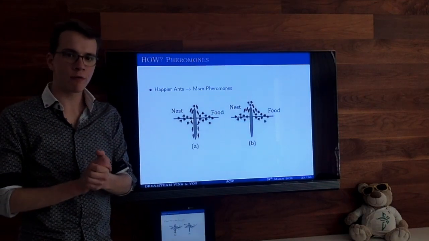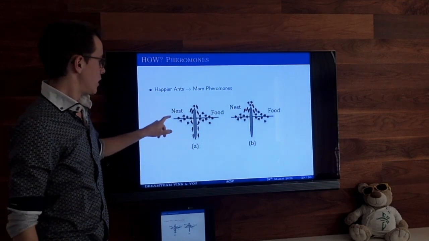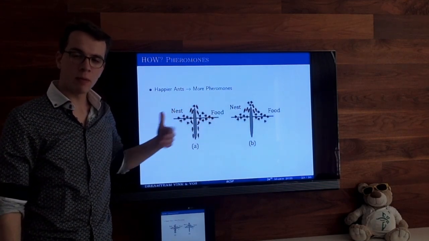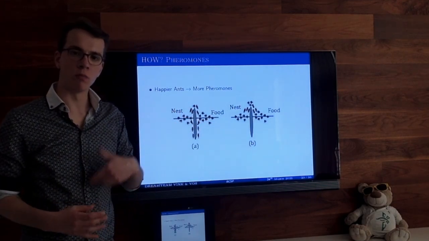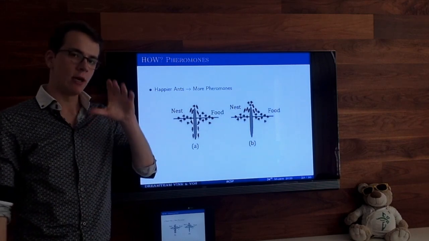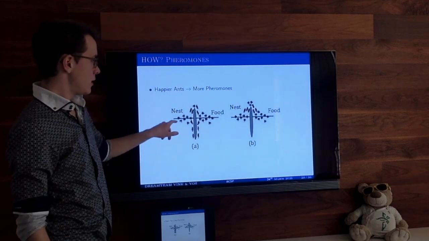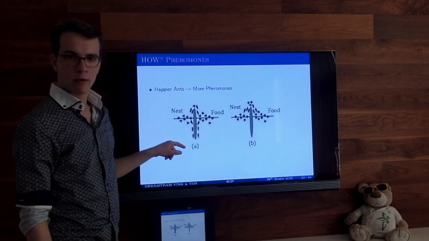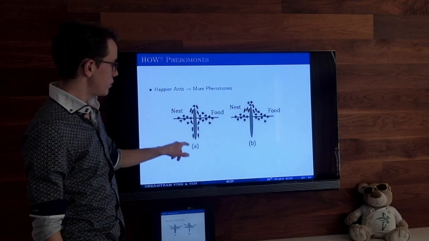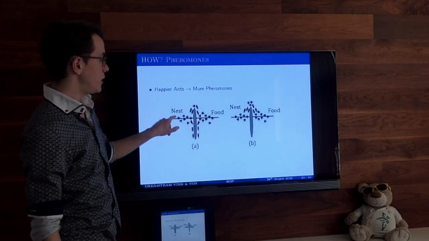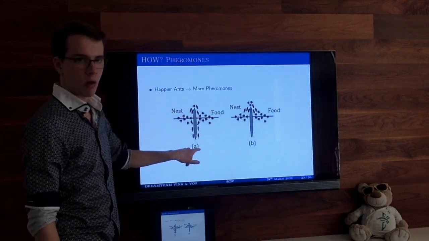Another thing to know about pheromones is that an ant that reaches the food is happy, and the happier the ant, the more pheromones they produce. Let's have a look at an example. So we have picture A and B. In picture A, we have the nest right here, the food right there, and ants are reaching the food in two ways. But this is a very short path, and this is a very long path.